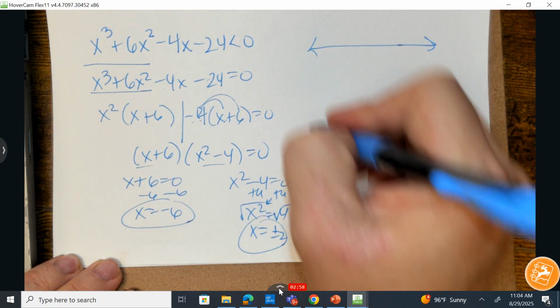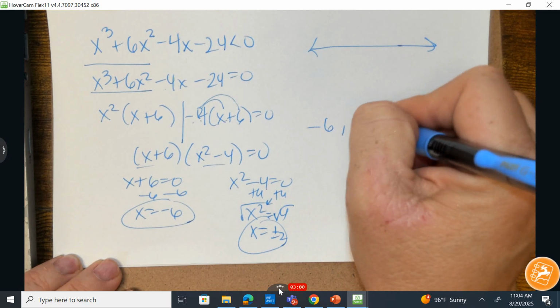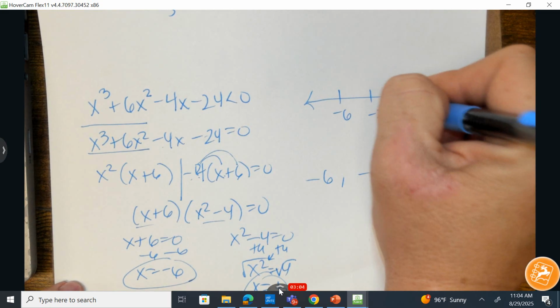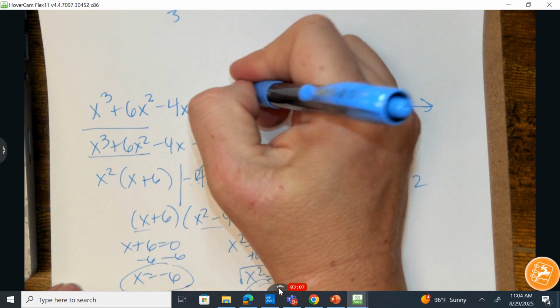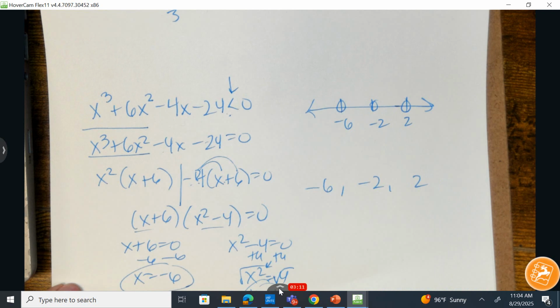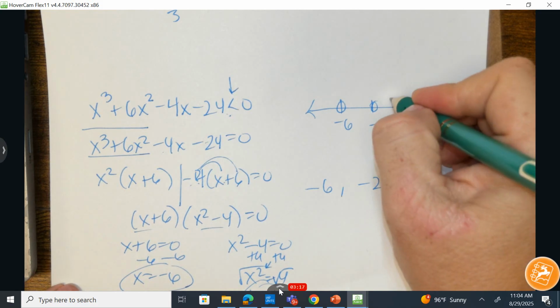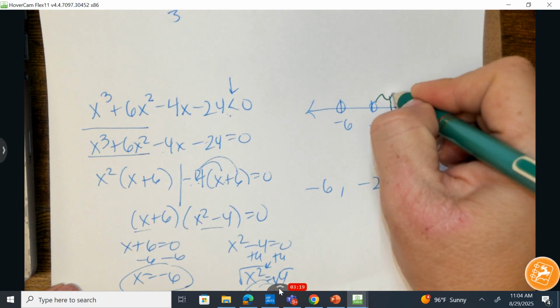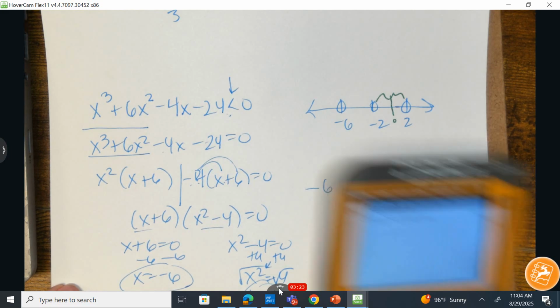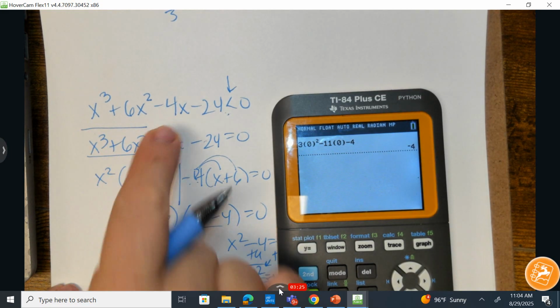Okay, I'm going to write them in order now from least to greatest. Negative 6, negative 2, and positive 2. Notice that the inequality symbol does not have a line underneath, so I have open circles at these places. And then I always choose to use 0 as my testing point, as long as it's not a hash mark. So here's where 0 lands. This is going to be my testing. So I'm now going to plug in 0 on the left-hand side. Here we go. Plugging in 0.